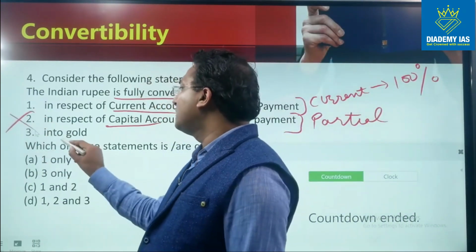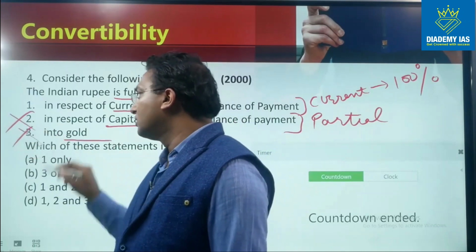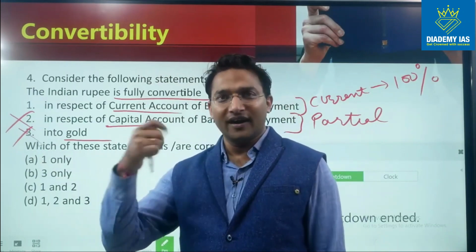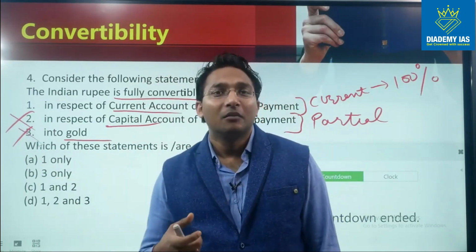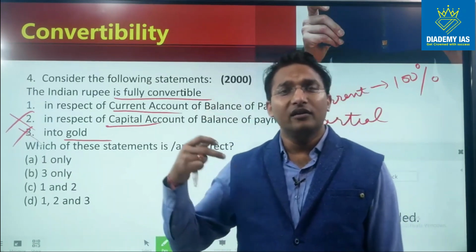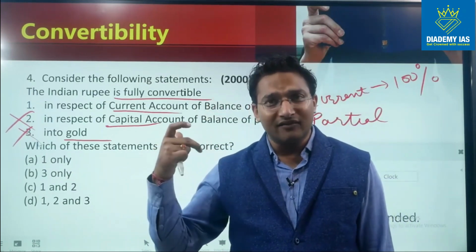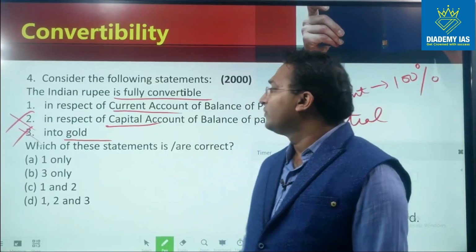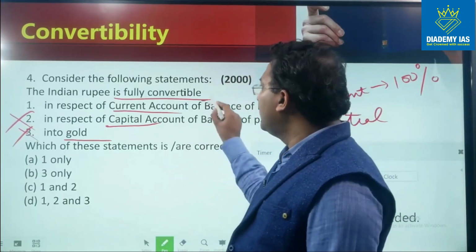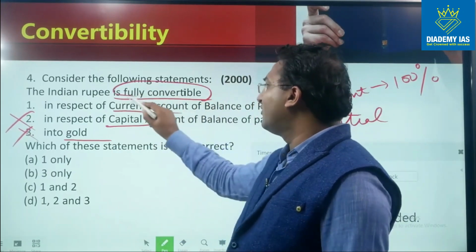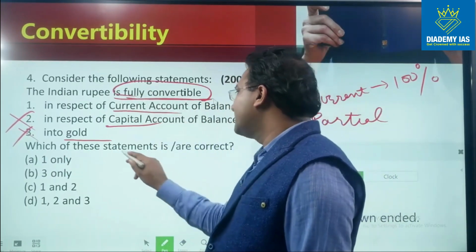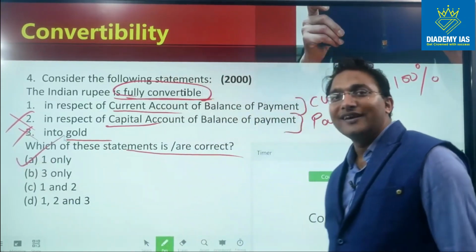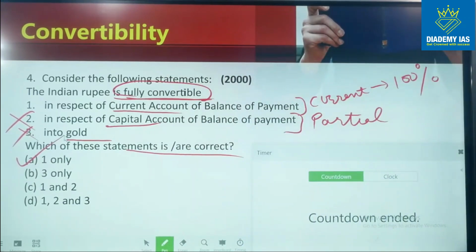Statement 3, convertibility into gold, this is also wrong. It is not that we pay rupee and we get the gold. We can buy, but not that each and every penny, each and every note in this country can be converted into gold, right? So the rupee is not fully convertible into gold. Which of these statements are correct? Answer is one only, option A. Next question.